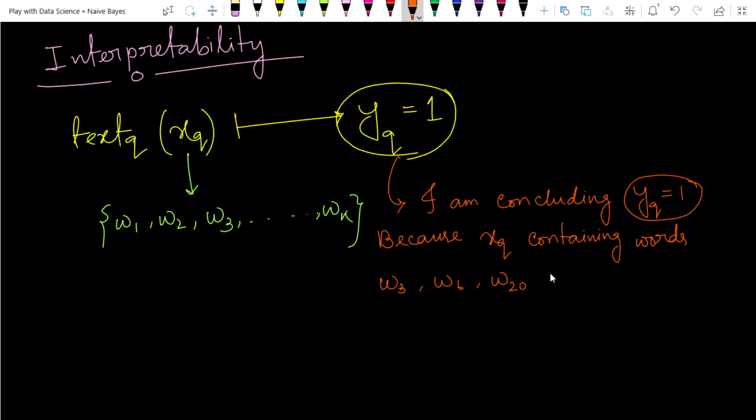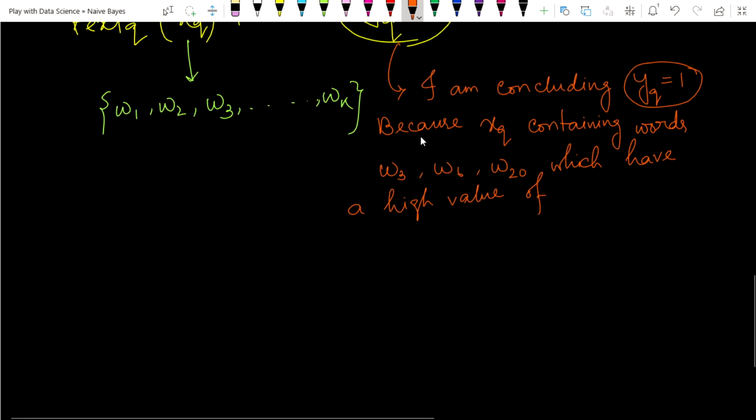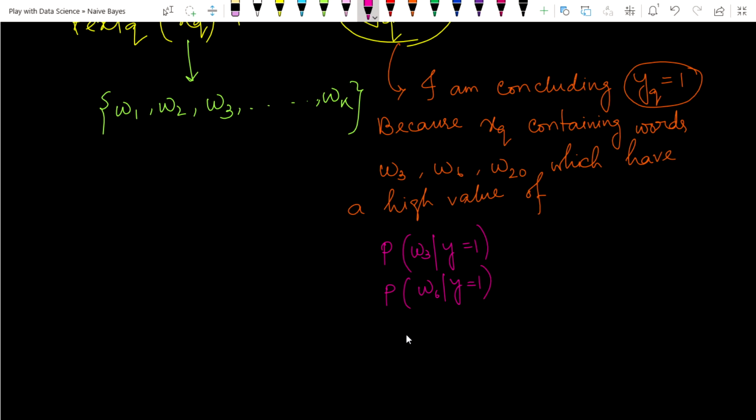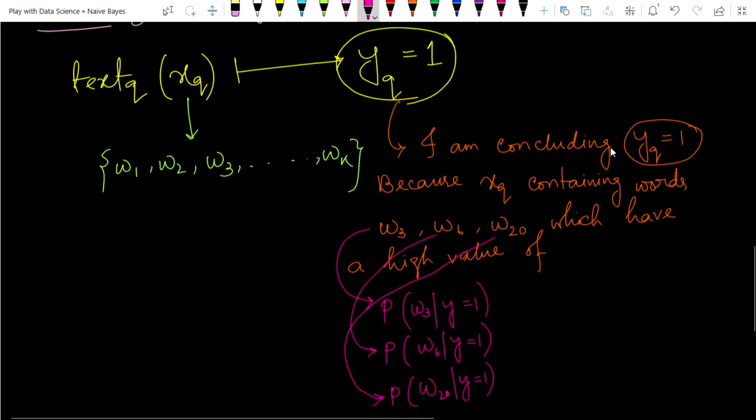Why? Because we also give the reason behind it: we have a high value of probability of w3 given class label 1, probability of w6 for class label 1, and probability of w20 for this class label. Because of these three reasons, we can easily conclude that the probability is high, and that your query point lies in class 1, that is positive.